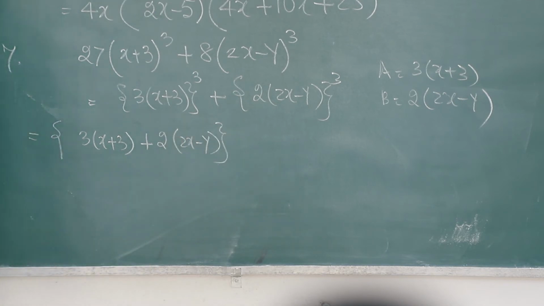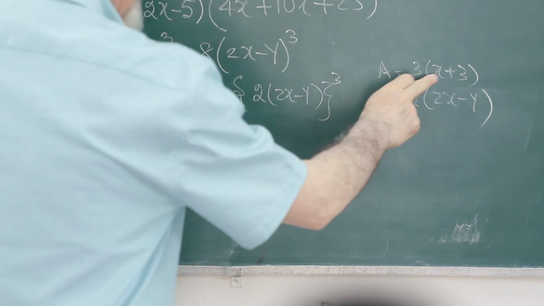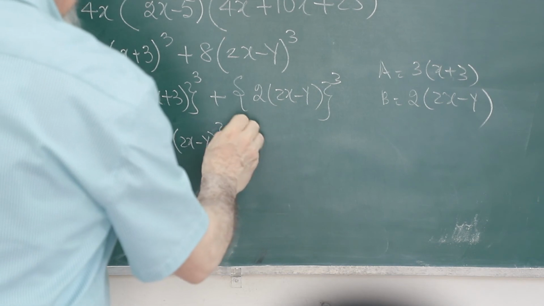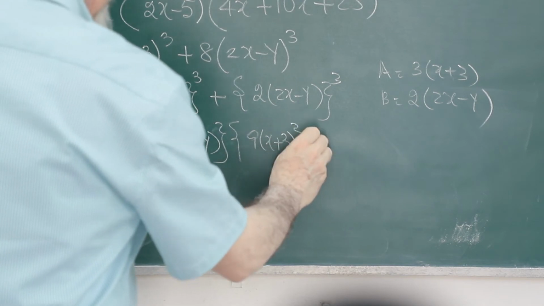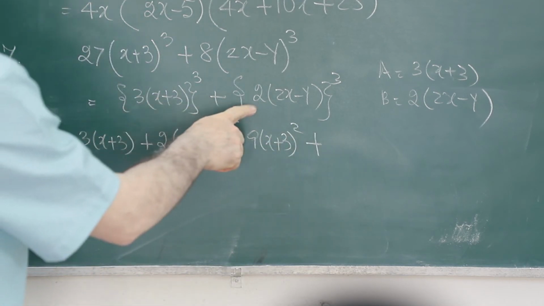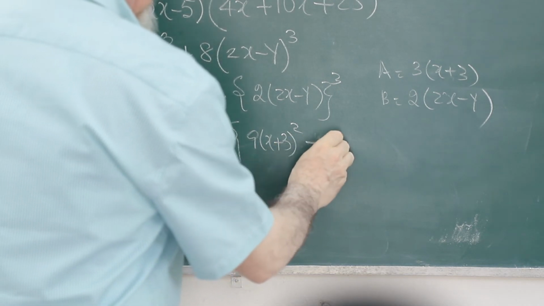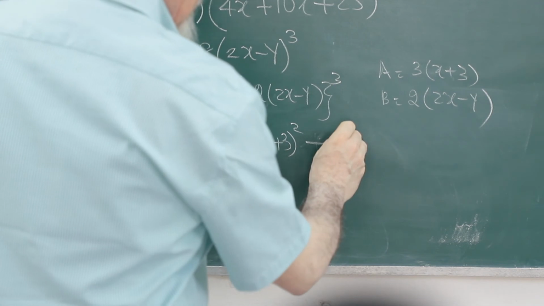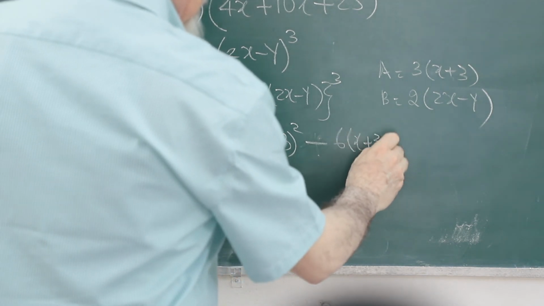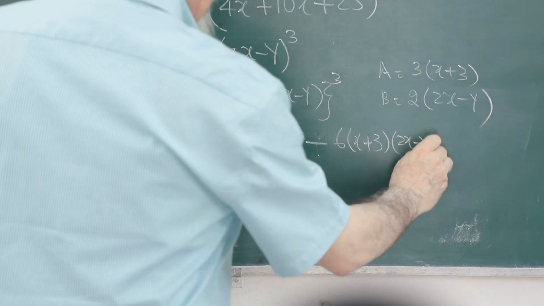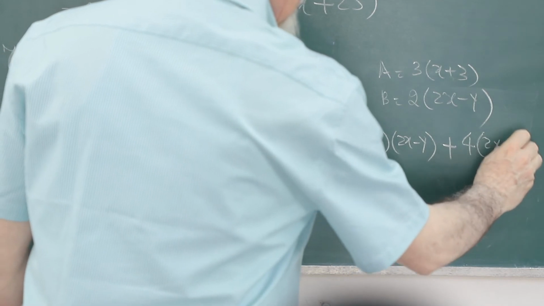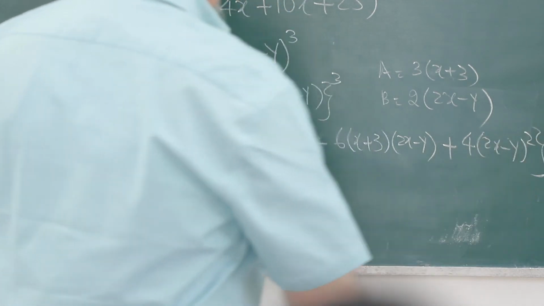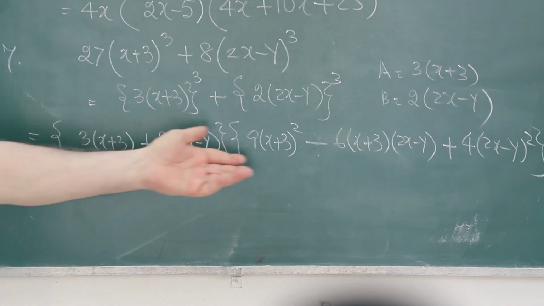This is your first factor. Then the second is the square of the first term. The first term is what? A is 3 into x plus 3. So I can write it as 9 into x plus 3 whole square, minus ab, so minus this into this. It will be 6 into x plus 3 into 2x minus y, plus the square of the second term, 4 into 2x minus y whole square. So you've got two factors, one is this, one is this.